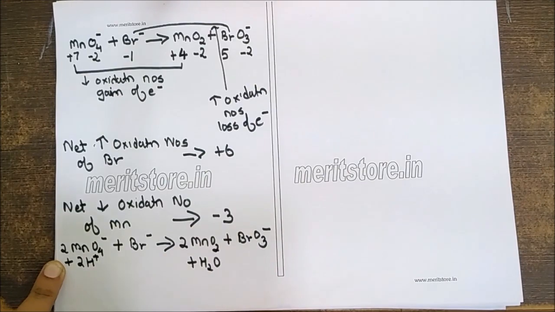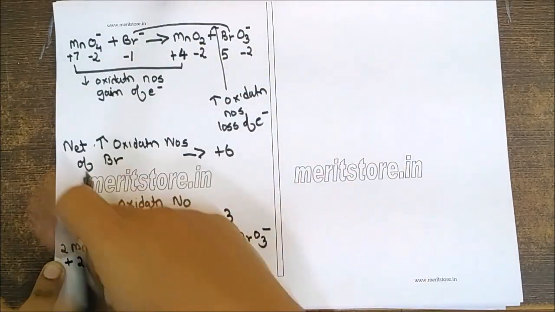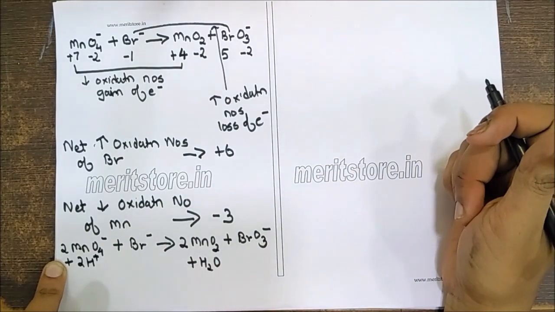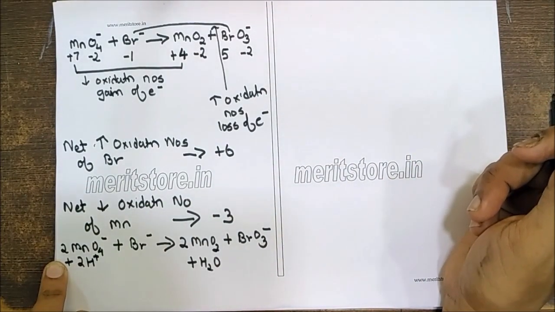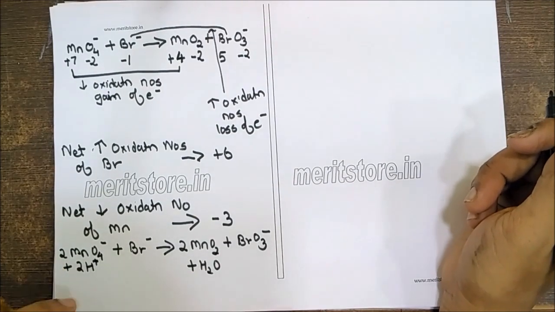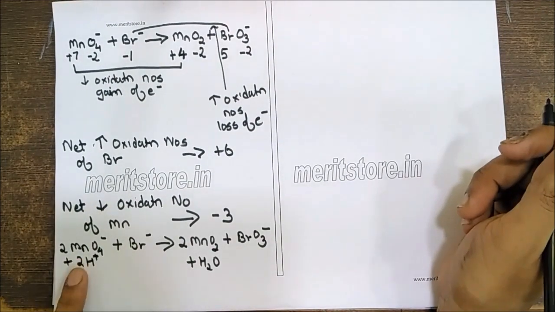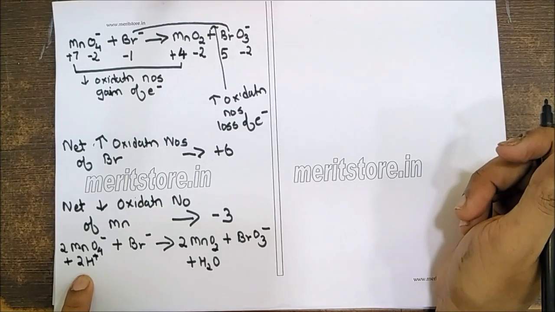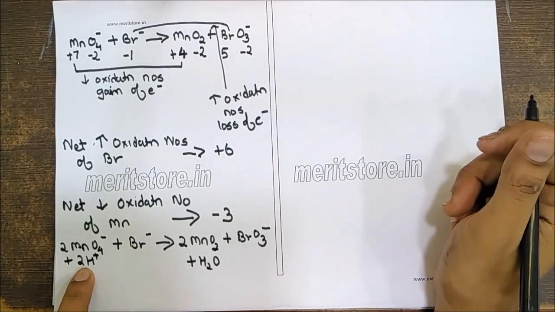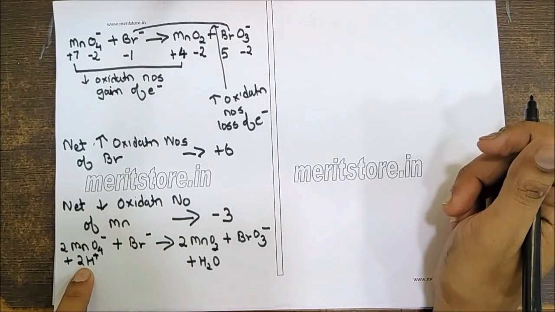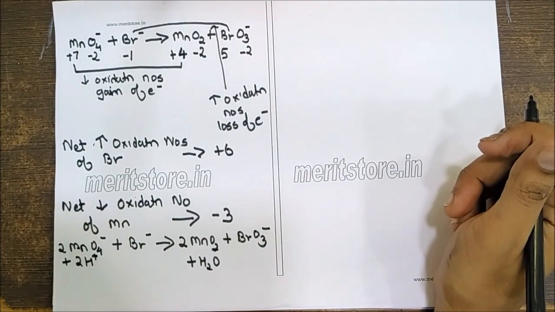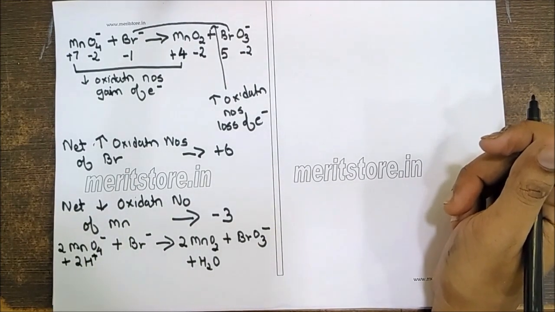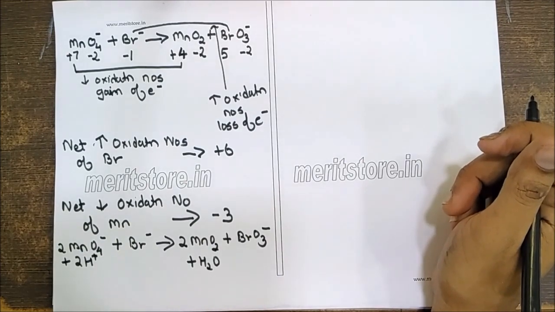2 hydrogen atoms here. Now, it's given in this question only that this whole reaction is occurring in the basic medium. If the reaction is occurring in basic medium, we have a step to follow which says that we have to add the same number of OH minus ions as there are H plus ions. So here there are 2 H plus ions. So I would need to add 2 OH minus ions also, because the reaction is occurring in basic medium.